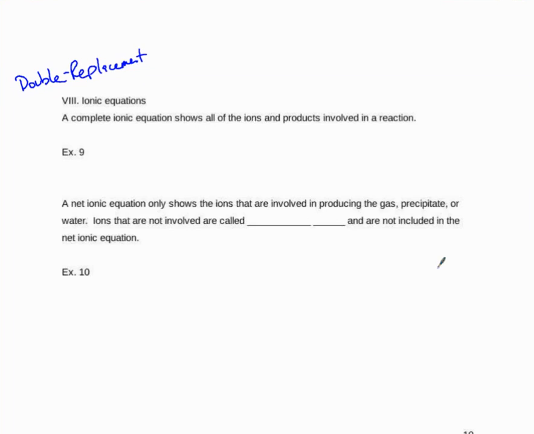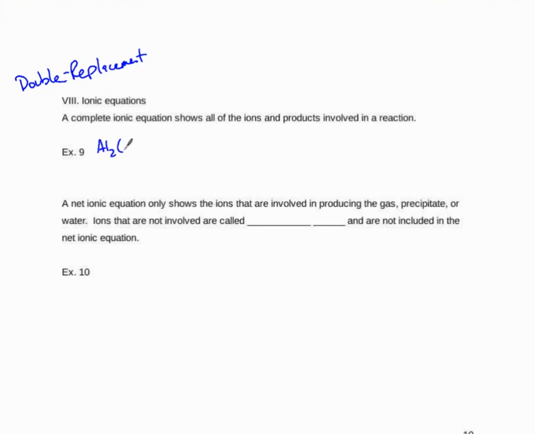So first thing, there are a couple types of ionic equations. There's the complete ionic equation, which shows everything in the reaction. And then there's a net ionic equation, which is a little bit shorter and probably more useful. But to get there, we have to talk about the complete first.